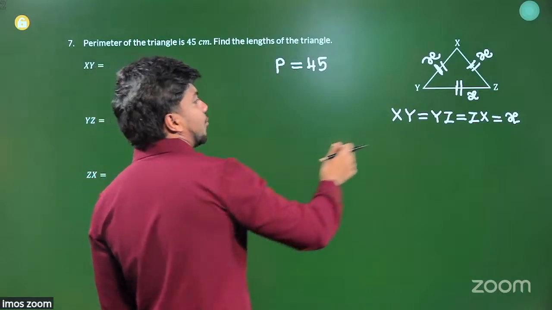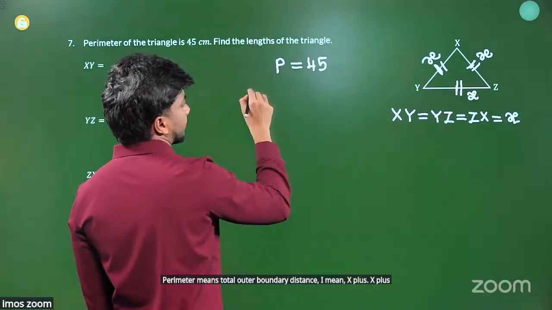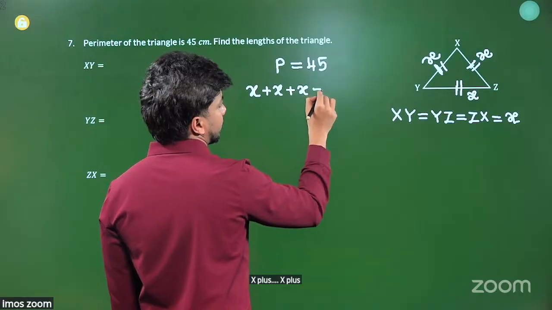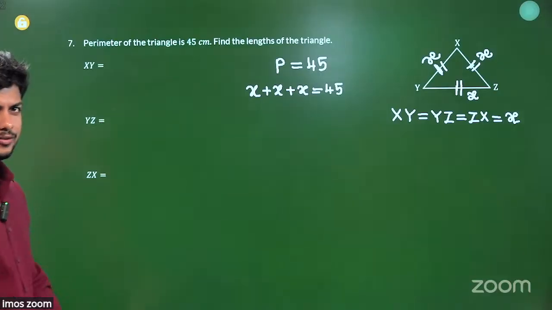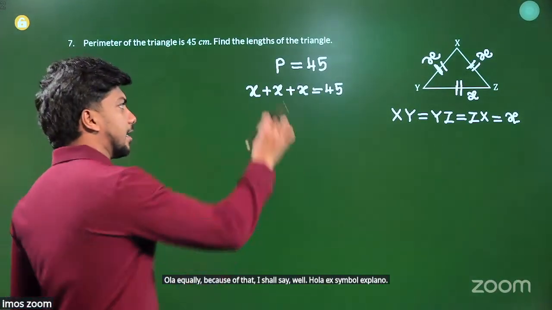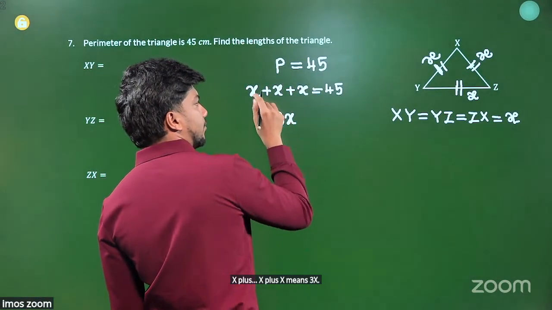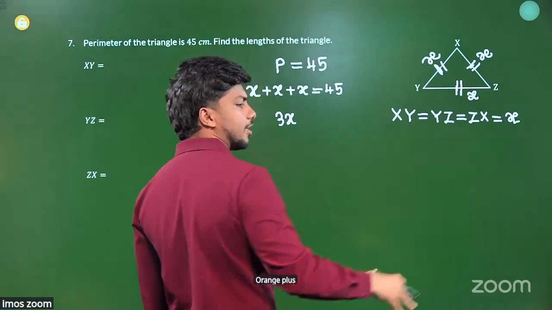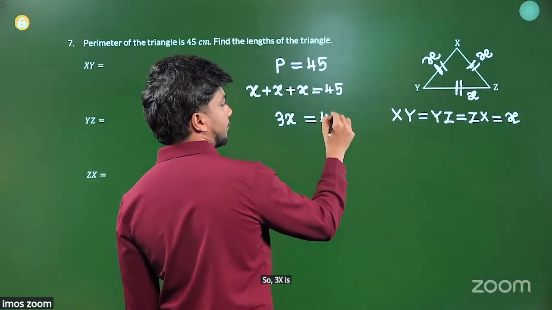Perimeter means total outer boundary distance. X plus x plus x is 45. All are equal. Because of that, I shall say all are x, simple x. X plus x plus x means 3x. Orange plus orange plus orange, 3 orange. X plus x plus x, 3x. So 3x is equal to 45.